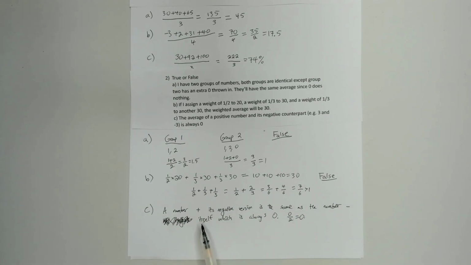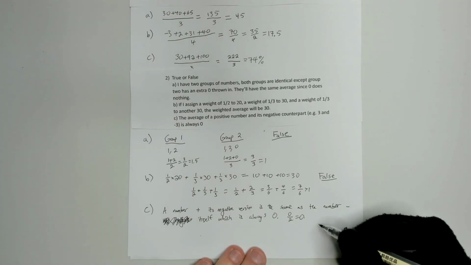So a number plus its negative version is the same as the number subtract itself, which is always 0. So that means the numerator, that sum part, is always 0. And then when we're dividing by 2, because we have two numbers that we're averaging here, we're still going to get 0, since 0 divided by 2 is still 0. So we get that part C has to be true.